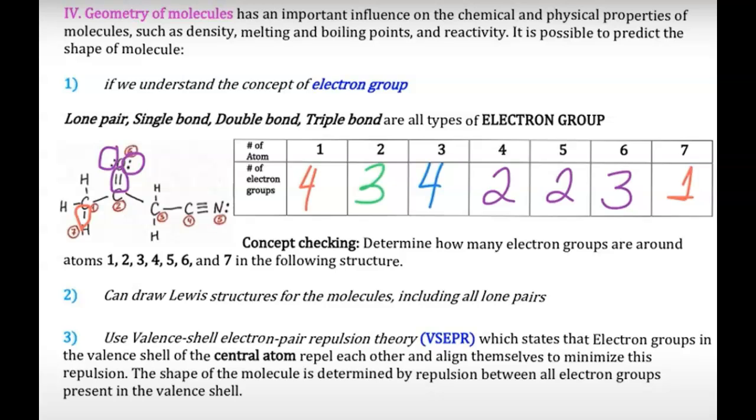How many lone pairs and how many electron groups are around a specific atom? This is what you need to pay attention to. So I hope that now it makes more sense that to determine the geometry of a molecule, you need to count not only bonding electron pairs but lone pairs too. So you're just counting how many lone pairs and how many bonding electron groups are around a specific atom. Okay.